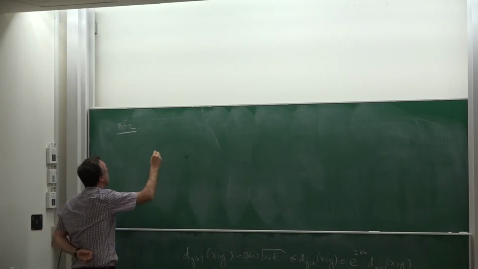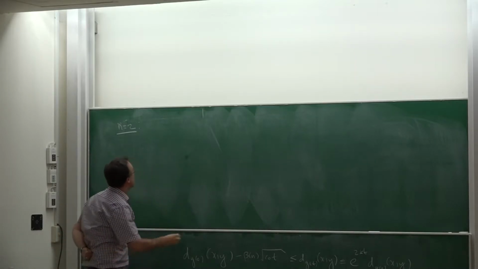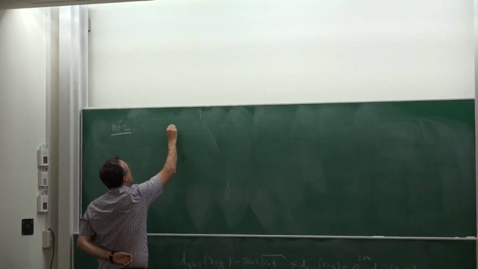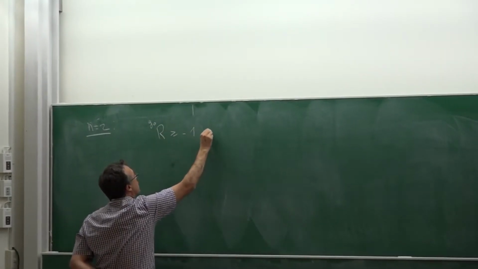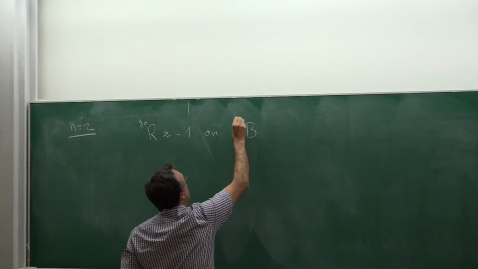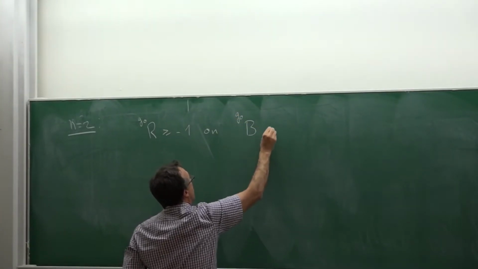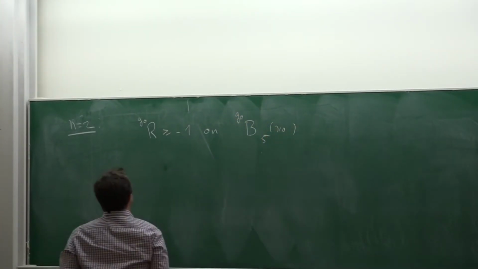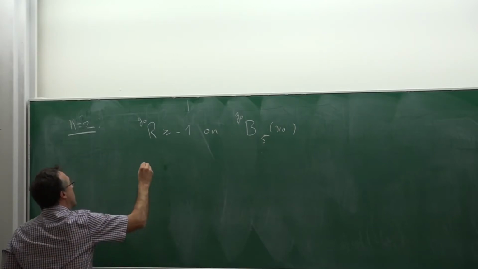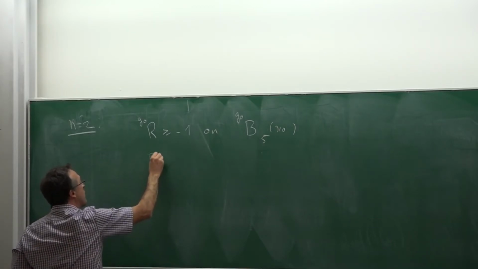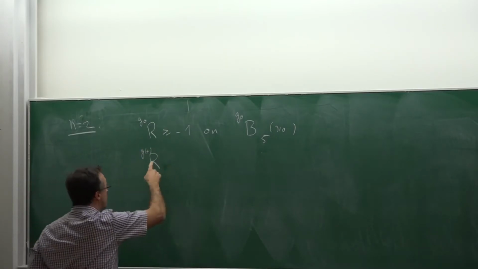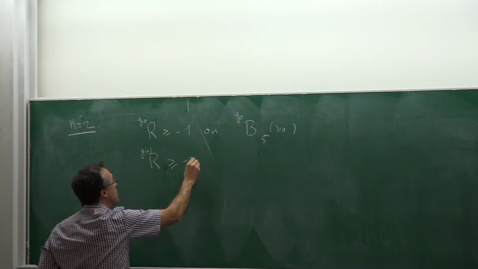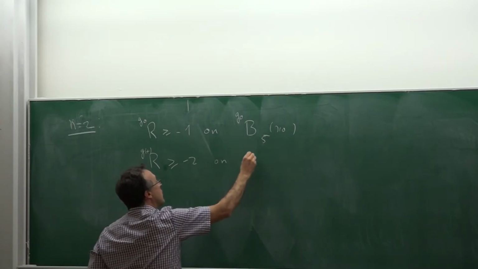What you do now is, you say we've got the scalar curvature at time 0 bigger than or equal to -1, say on a big ball, say radius 5. And what you're trying to do is show that the scalar curvature at later times is, say, bigger than or equal to -2 on a smaller ball.